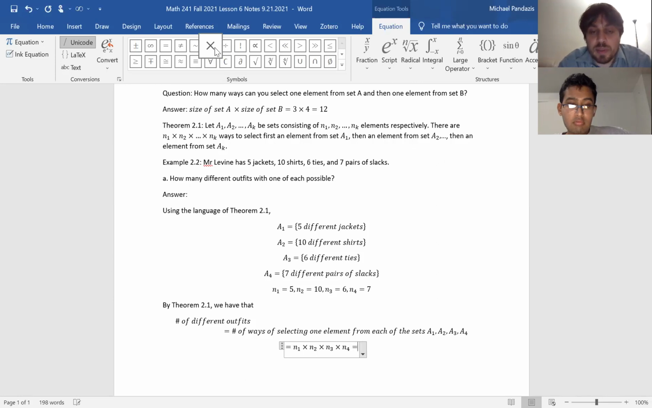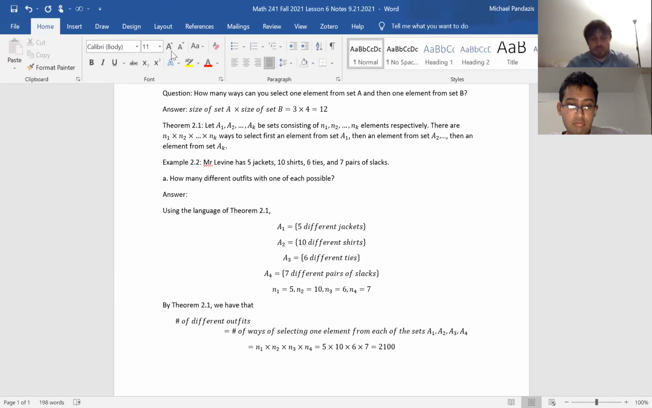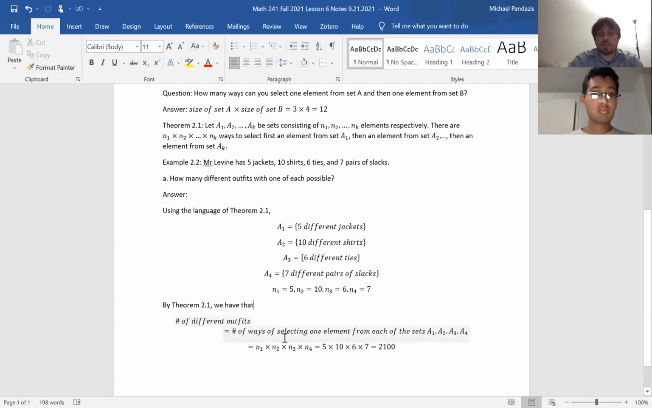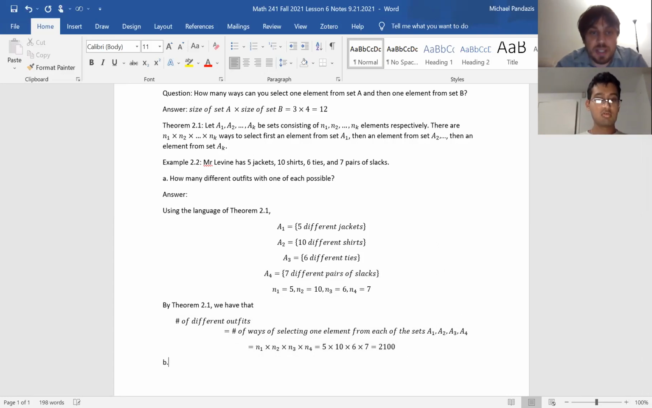So even though this example is very simple, it's important to see how we get this answer using the theorem. Because when problems become more difficult, having already understood how to use this theorem in the simple one, you can understand how to use it in a more difficult problem. And then you can make a difficult problem easy by breaking it down in this way. Okay, so when you multiply that, you get 2100. The number of different outfits is equal to the number of ways of selecting one element from each of the sets A1, A2, A3, and A4. That's equal to N1 times N2 times N3 times N4, which is 5 times 10 times 6 times 7, and that's equal to 2100. And that's the answer. So that's part A, finding the number of outfits.